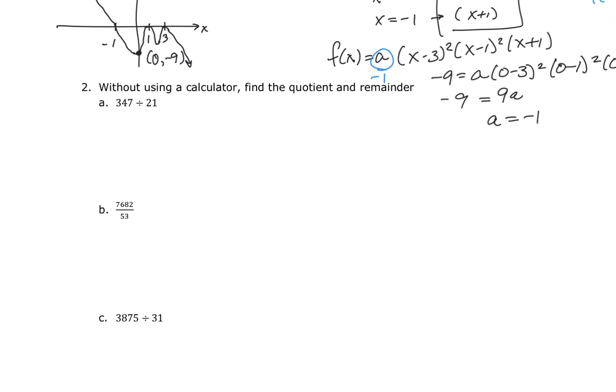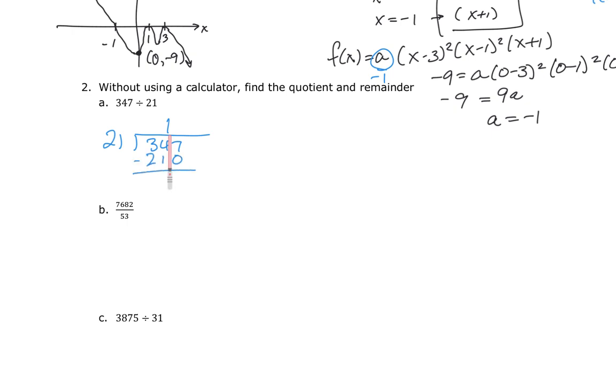Now, without using a calculator, we're going to find the quotient and the remainder. So if I'm asked to do 347 divided by 21, I would put 21 out here, write the division symbol and 347. Then I'd ask myself, how many times does 21 go into 340? I'm going to ignore the 7 for the minute. And I know it's going to go in there at least 10 times. So I do the 1 multiplied by the 1 and the 1 multiplied by the 2. And so I get 210.